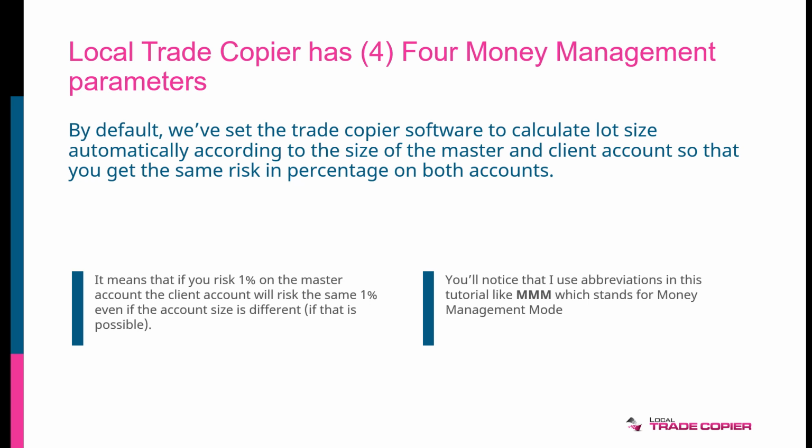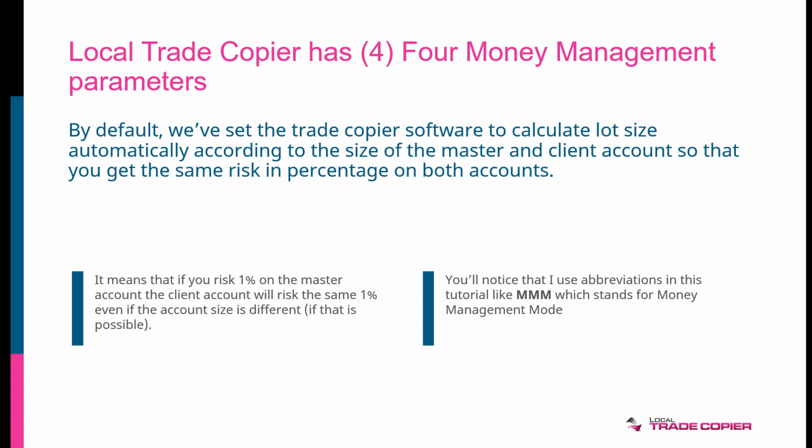So by default, Local Trade Copier is set to calculate lot size automatically according to the size of the master and the client account. In this way, in terms of percentage, you get the same risk on both accounts. So it means if you risk 1% on the master account, the client account will risk the same 1%, even if the account size on the client side is different.